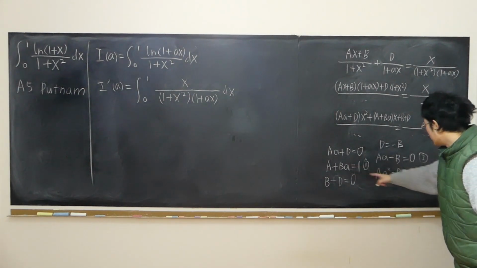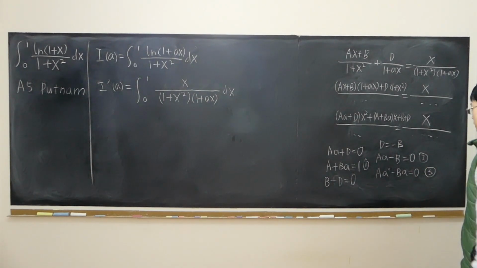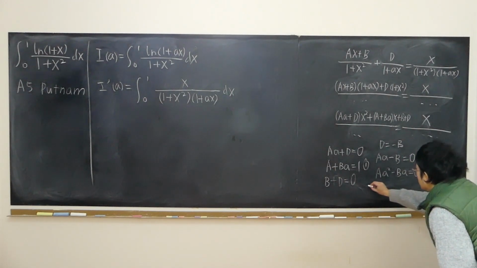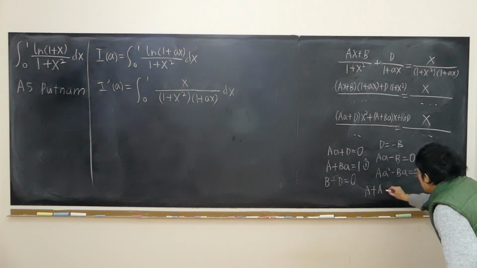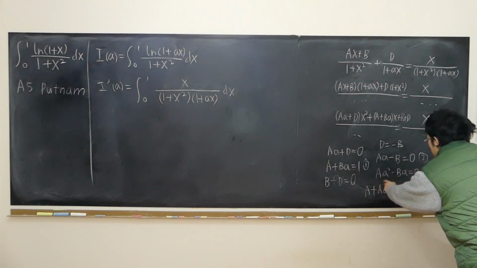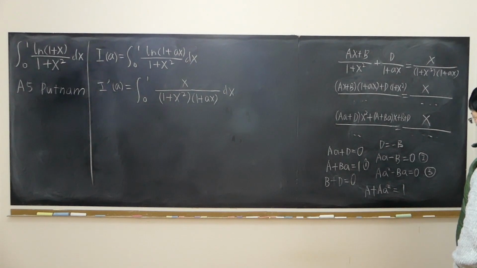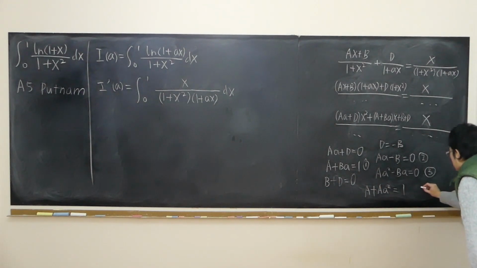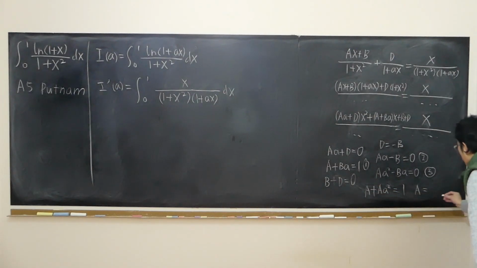And equation 1 and equation 3, remember plus ba minus ba, we can simply add them up and cancel out this term. Now, when we add them up, we have capital A plus capital A, little a squared plus 0 equals 1. From here, we can easily figure out capital A. Capital A is equal to 1 over 1 plus a squared.